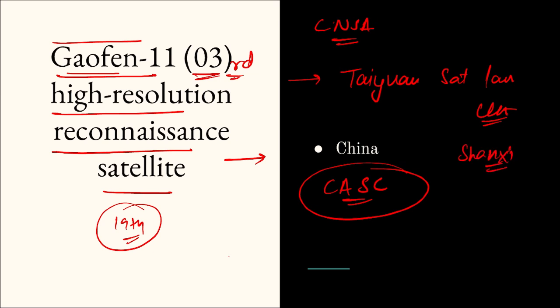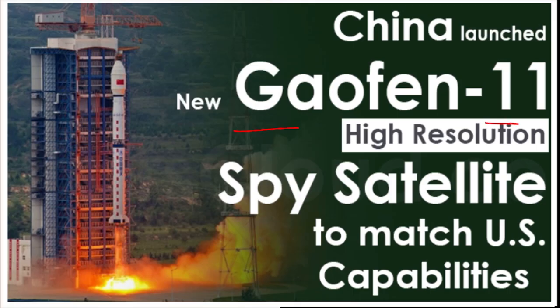Also remember a very notable achievement for China, because this is the 44th launch of China for the particular year of 2021. That is, 43 other launches apart from this were made by the Chinese government. All right, next. Here you can see Gaofen 11 launched by China, a new high resolution spy satellite to match United States capabilities.